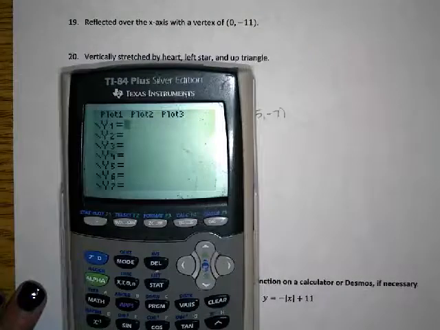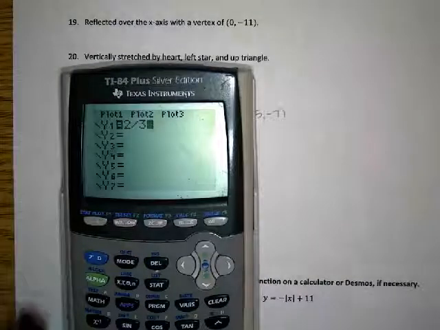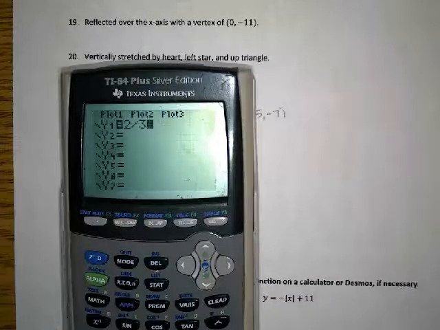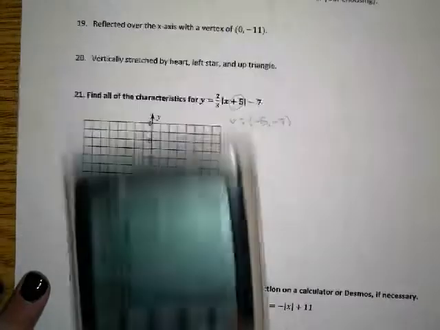I'm going to type this in as 2 divided by 3. If you type it in as 2/3 as a fraction, it's going to give you all fractions to graph, and that's a pain. So just type it in as 2 divided by 3.